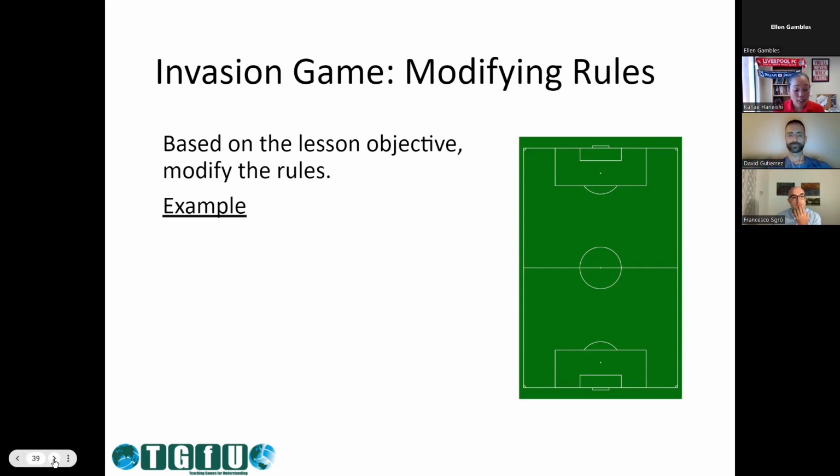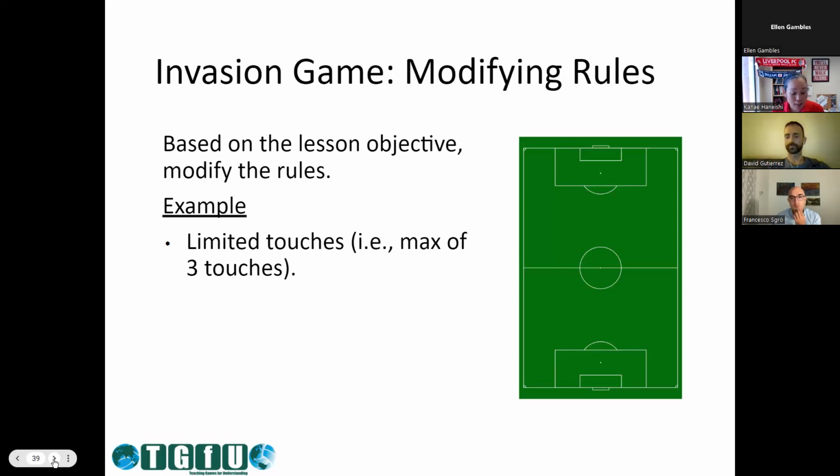So first, based on the lessons, the teacher can modify the rules. For example, if you want to focus on quick decision making, possession of the ball and passing, you can limit the touches to a max of 3 touches. Then the students will not be able to dribble the ball, and they are encouraged to make quicker decisions with the ball, and then they're focusing on the passing part of the game.